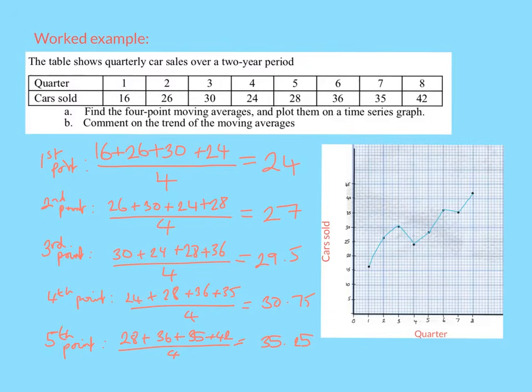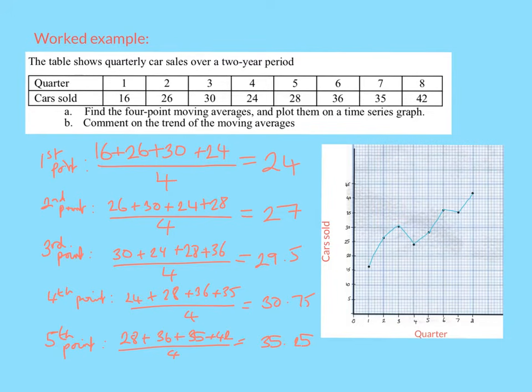So if we look at the first one, the first point is going to be at 24, but then how far along are we going to put it? Well, it's the average of points 1, 2, 3 and 4. So I need to find the average of 1, 2, 3 and 4 by adding them together and dividing by 4. If I add them together I get 10, I divide by 4 I get 2.5, and that makes sense, because if you look here, the middle of here is going to be here.